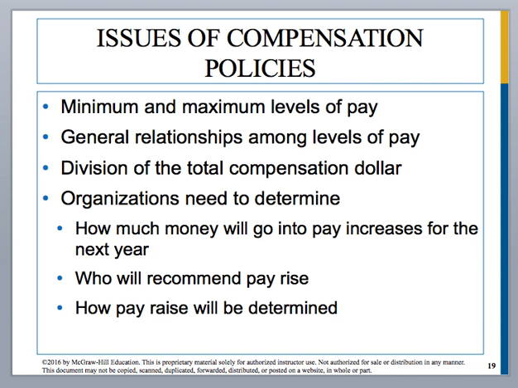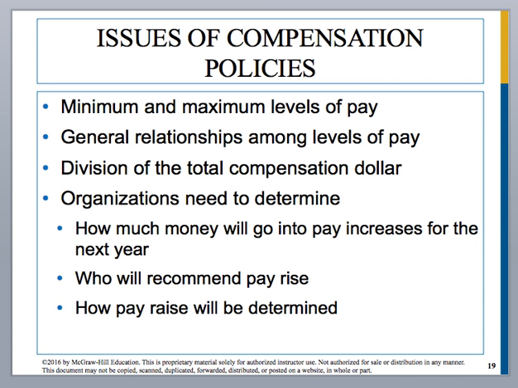There are some issues with compensation policies. The minimum and maximum levels of pay can be skewed. General relationships among the levels of pay can cause some complications. Division of the total compensation dollar can be a little sketchy. And then organizations need to determine how much money will go into pay increases for the next year.